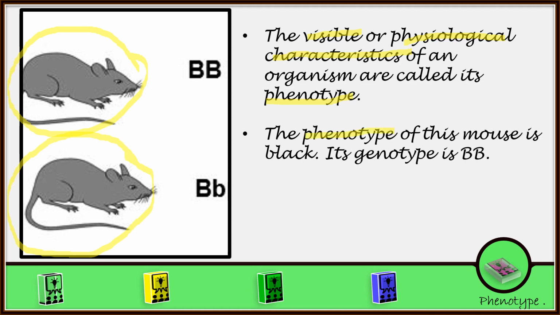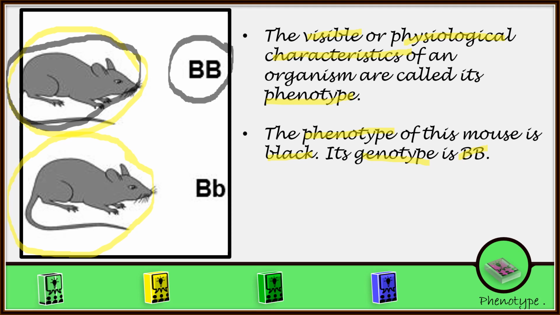The phenotype of this mouse is black, and its genotype is capital B, capital B. So we are saying this one here, its phenotype, what we are seeing, is black. But the genotype, the genetic constitution, is capital B, capital B. This is what is inside, which we are not seeing. It's what we are referring to as the genotype. Its phenotype, what is visible, is black.